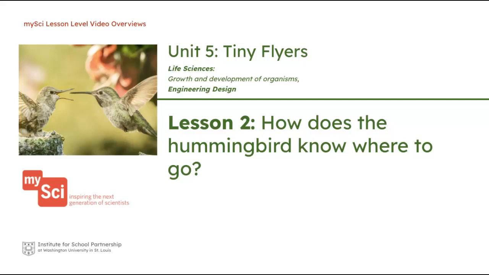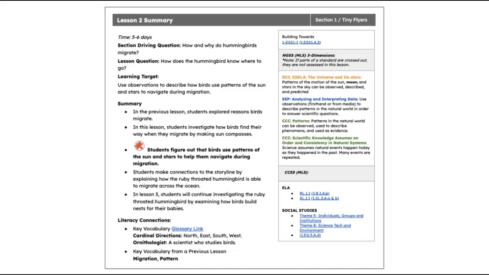Students figure out that birds use patterns of the sun and stars to help them navigate during migration. And students make connections to the storyline by explaining how the ruby-throated hummingbird is able to migrate across the ocean. There are several opportunities for ELA and social studies cross-curricular connections throughout the lesson. You can look for specific standard connections in the Unit 5 teacher guide. This lesson will take approximately 5 to 6 days to complete.